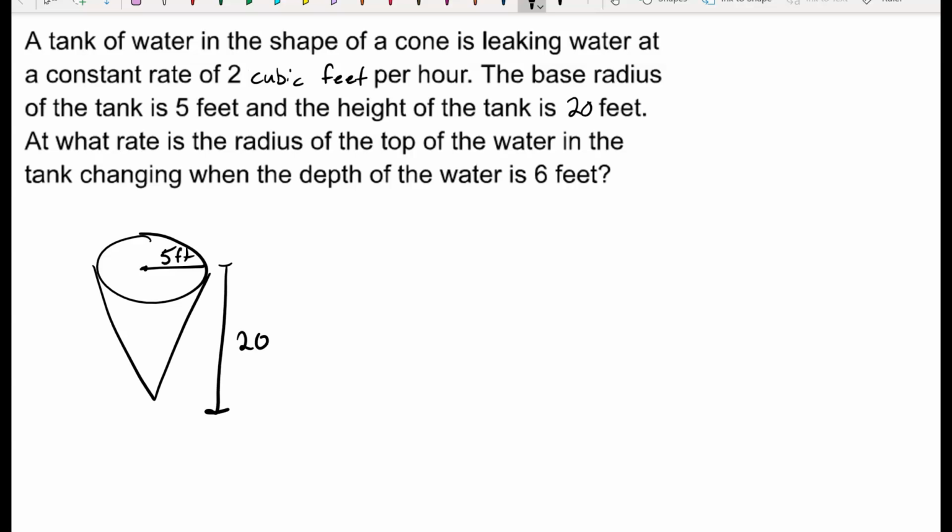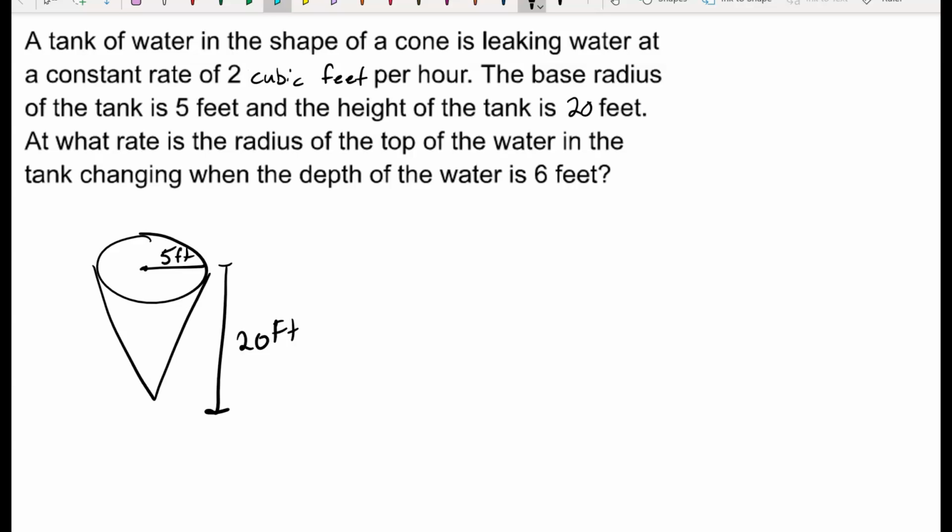A tank of water in the shape of a cone is leaking water at a constant rate of 2 cubic feet per hour. The base radius of the tank is 5 feet and the height of the tank is 20 feet. I'm just going to draw a picture real quick. So I know the radius is 5 feet. The total height of the tank is 20 feet.